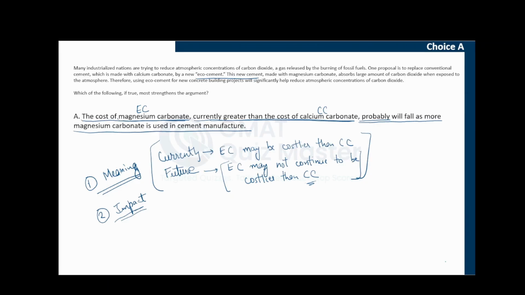That is all fine. But does this make you believe that use of EC will significantly help reduce atmospheric concentration of carbon dioxide? The answer is no. So this choice does not convey what the correct answer choice needs to convey. And that is why it is incorrect. It does not support the conclusion.